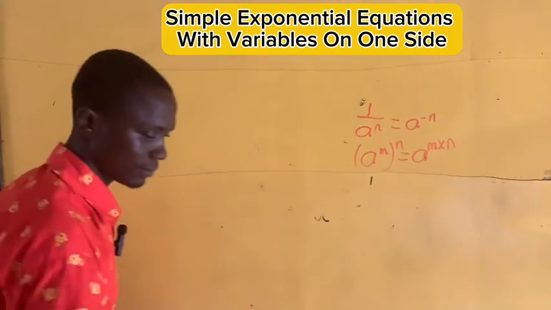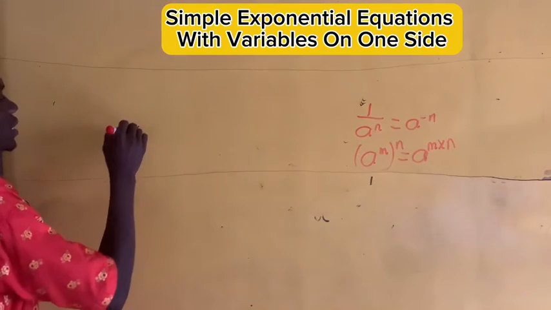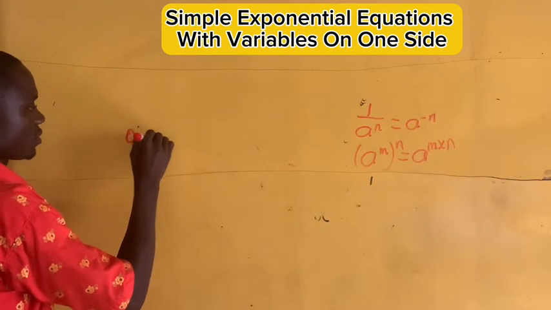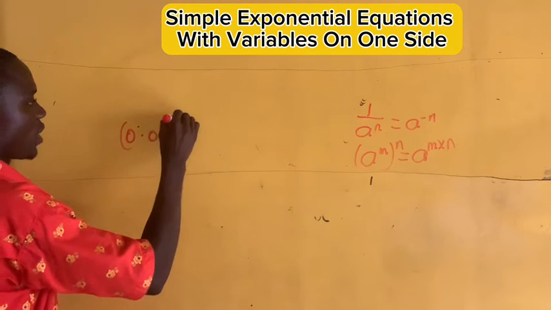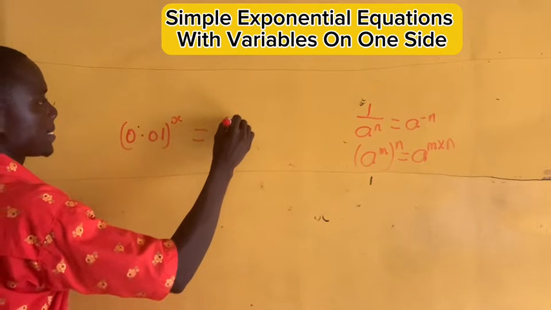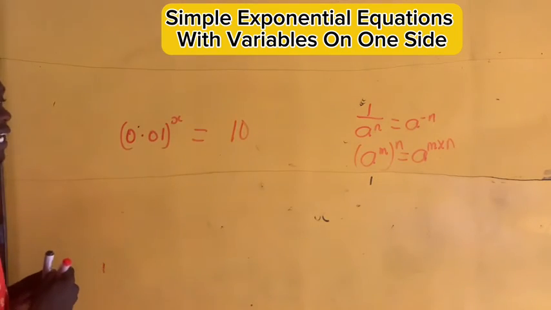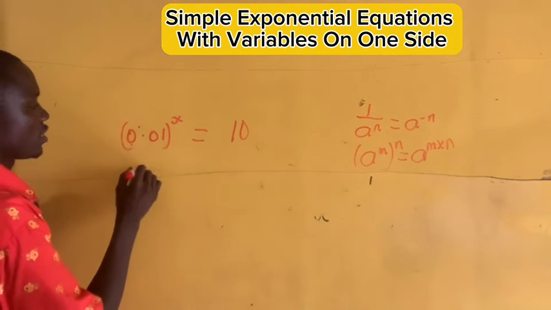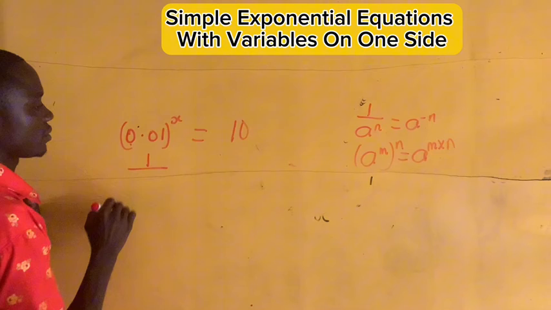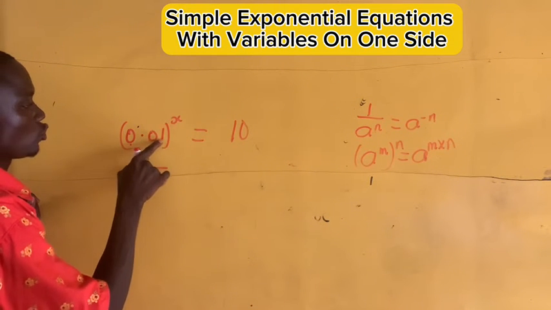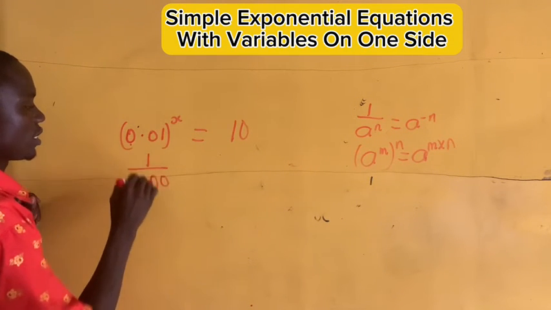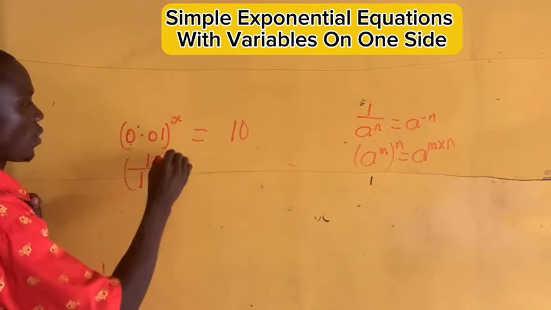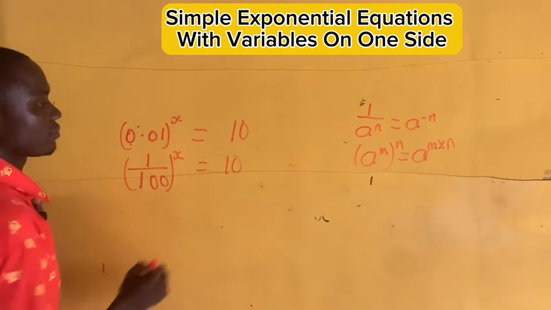What about this one? If I have 0.01 power x is equal to 10. How do we solve this one? Here, since you have 0.01, we write this one as 1. How many digits are here? 1, 2. So you write 2 zeros. Then the number here is 1. Power x equals 10.